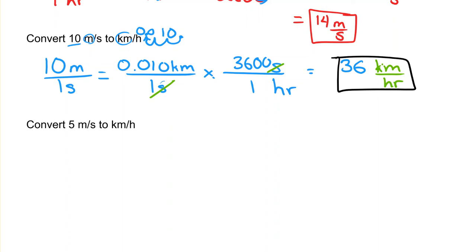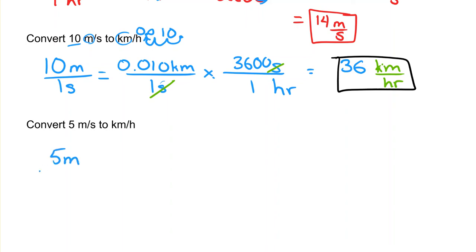We're going to do one more, and then I'm going to ask you to pause the video and try out a bunch of the questions on the next page. And then if you want to see the solutions, just watch the rest of the video if you're having any problems. Okay, convert 5 meters per second to kilometers an hour.